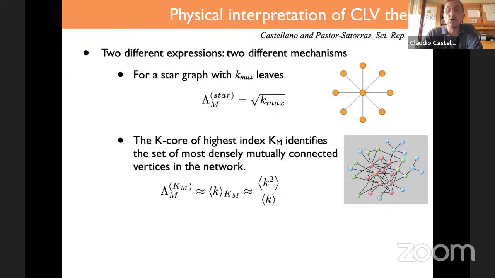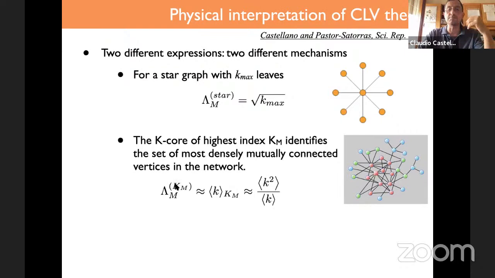So one has to consider the k-core decomposition in a complex network, which is an iterative process that selects increasingly more densely connected vertices in the network. So if one performs this k-core decomposition iteratively, at some point there is a maximum number of iterations after which you are completely destroying the network and nothing else is left.